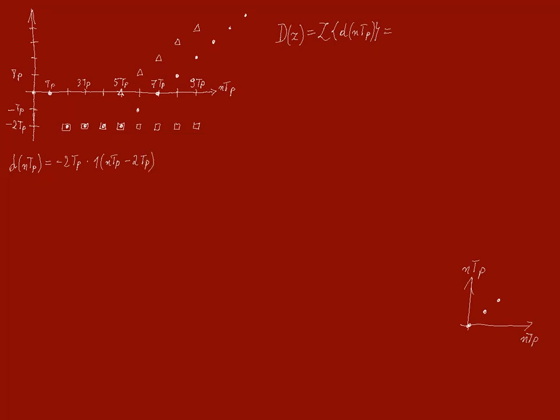This minus 2tp in the unit step argument causes a delay of 2tp. This is obvious when we notice that for n equal to 2, the unit step argument is equal to 0, and for smaller n this argument was negative. Therefore the unit step function value was 0.